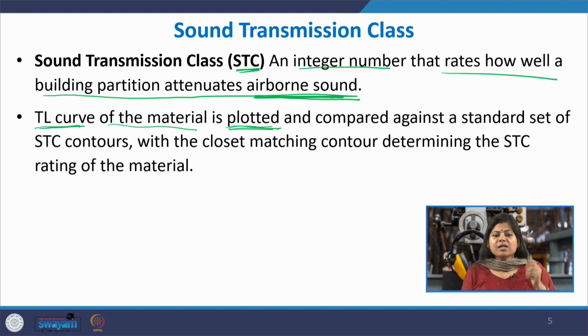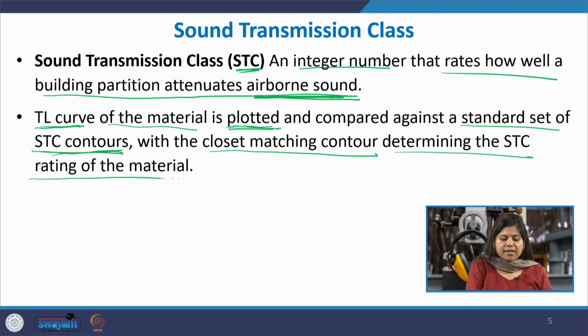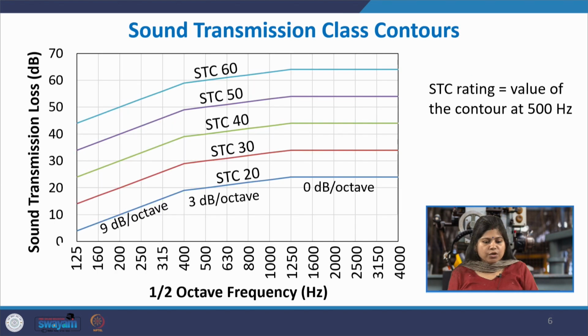In the same way, the TL curve is obtained, and then it is compared with a standard set of sound transmission class contours. These are the standard contours, and the closest matching contour will determine the STC rating of that particular material. So, this shows the family of the STC curves.